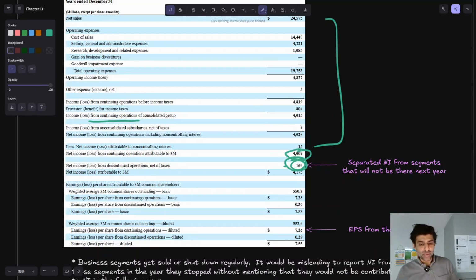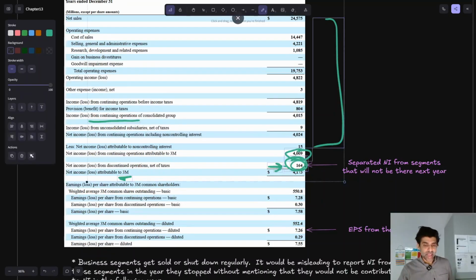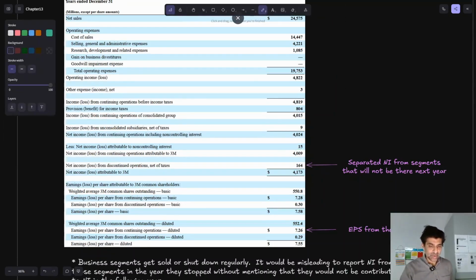Okay, so you can explicitly see how much of the total 3M net income is from this discontinued operation. What you would do as an analyst is basically subtract that, right? You now know how much of this amount is from the part of the business that's not going to exist going forward, so you can more easily make an adjustment in your analysis.